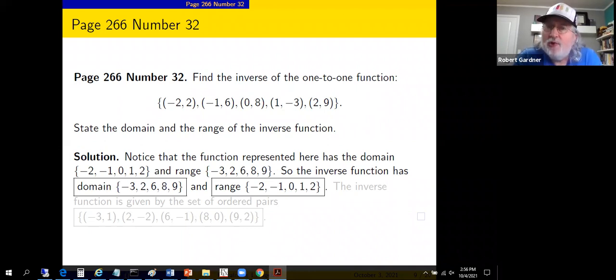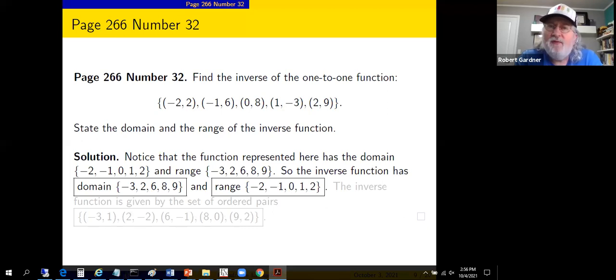So the inverse function will have domain and range. These interchange. The domain of the inverse function will be this set, and the range of the inverse function will be that set. The domain of the function becomes the range of the inverse function, and the range of the given function becomes the domain of the inverse function. Simply interchange domains and ranges.